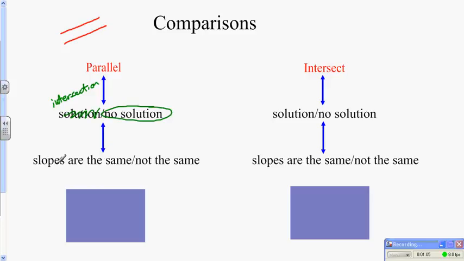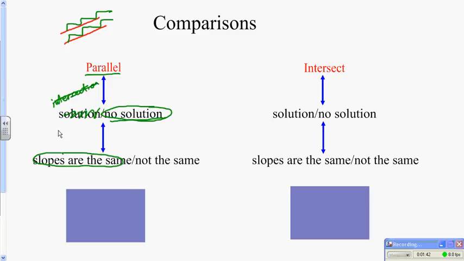Then you ask yourself, do they have the same slope or not? We talked about this yesterday: slope is rise over run, a constant rate of change. And if another line has the same slope, in other words, the same rise over run, they will never cross. They'll always stay the same distance away from each other. So if they're parallel, they have no solution, and the slopes are the same.